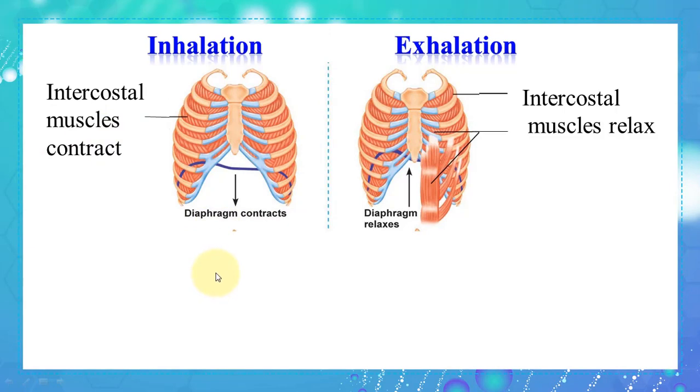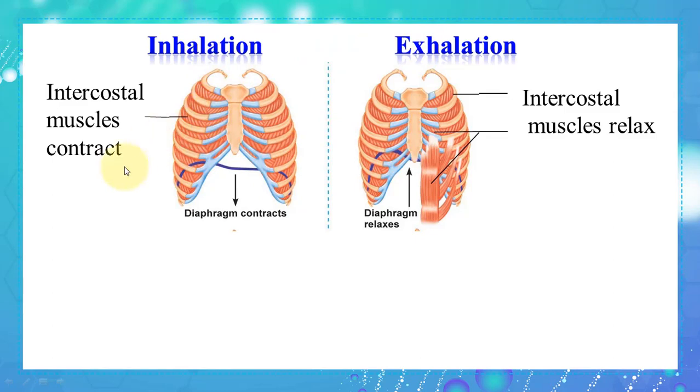So during inhalation, the diaphragm contracts. That means it becomes tighter or smaller, and the air fills the lungs. While during exhalation, it relaxes. That means it returns to its resting position to force the air out. Also, the intercostal muscles, which lie between the ribs, can help in respiration, and their position changes during each phase.